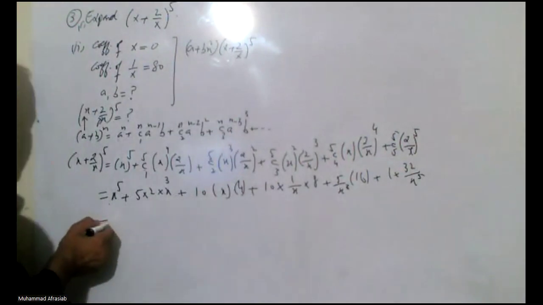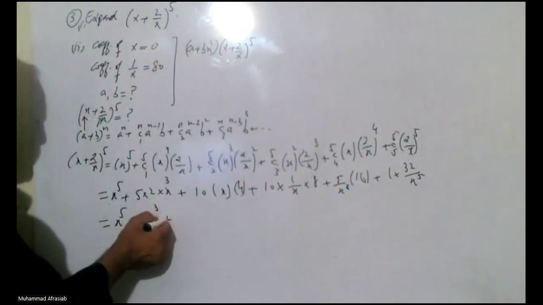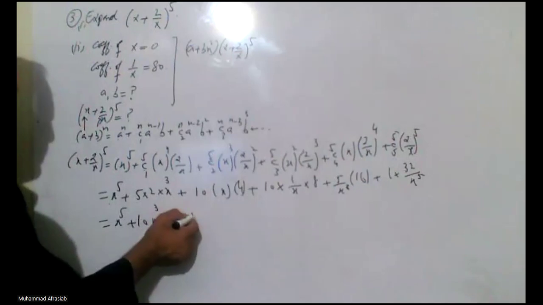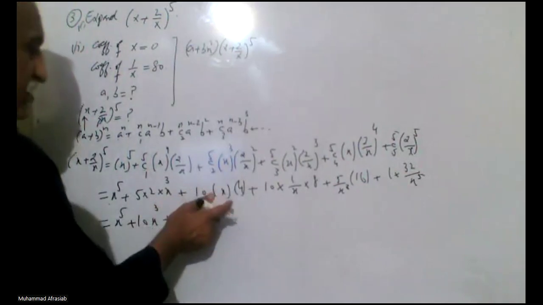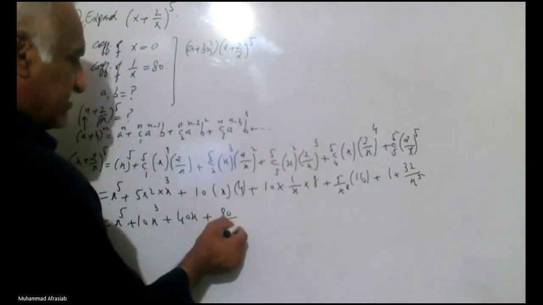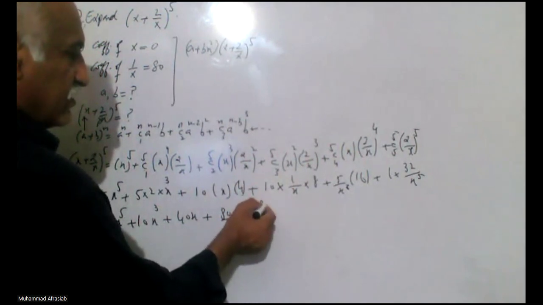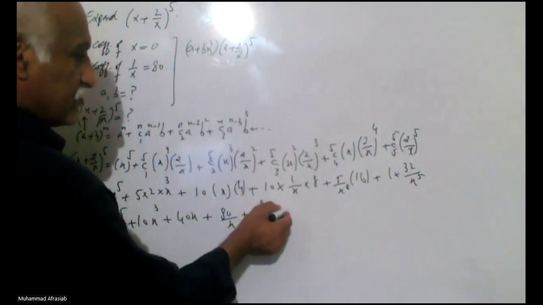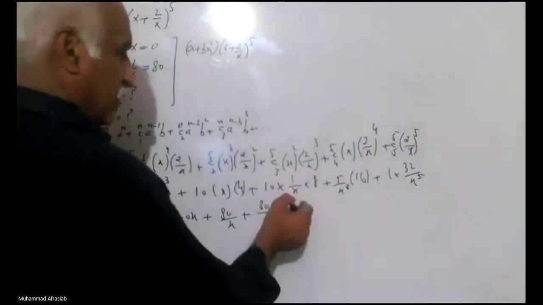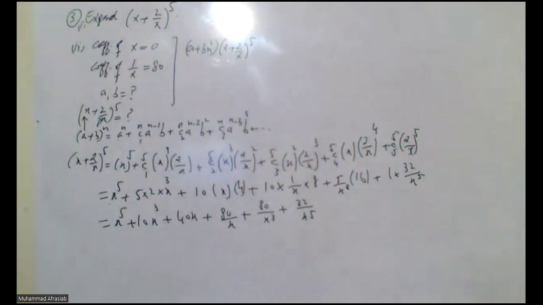So this thing is written as x^5 plus 10x^3 plus 10 fours are 40x, plus 10 eights are 80 over x, plus 80 over x^3, plus 32 divided by x^5. So this is the complete expansion of x plus 2 over x to the power 5.